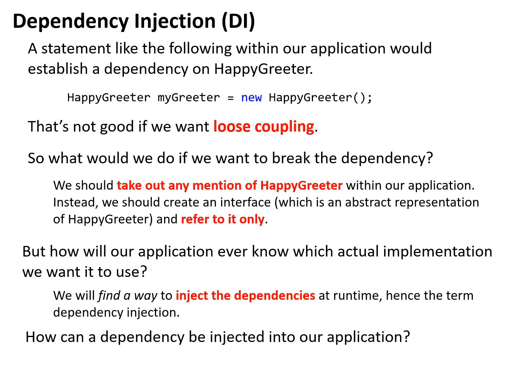How can dependency be injected into our application? We are going to use something called constructor injection. So we're going to have to remind ourselves what a constructor is, and it's inside that constructor we're going to set up our constructor in a certain way so that the constructor will be able to accept which one of these dependencies the application should use at any given time.